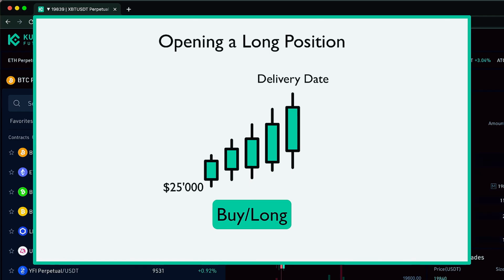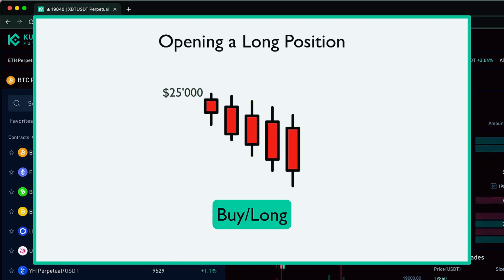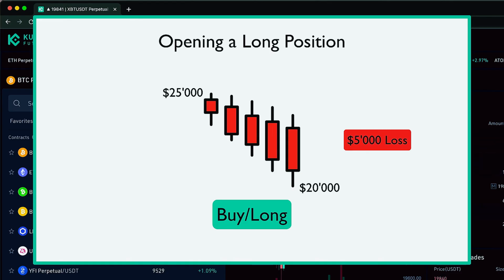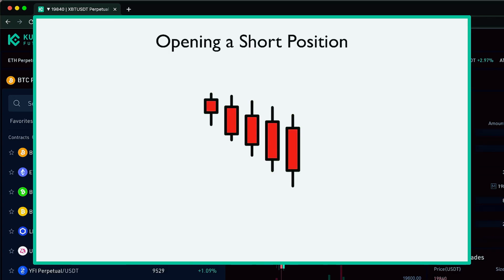If at the delivery date, Bitcoin is trading at $30,000 per Bitcoin, we've made $5,000 in profit because we have locked in the price of $25,000 per Bitcoin when we entered the futures contract. On the opposite side, if at the expiry date, Bitcoin is trading only at $20,000 per Bitcoin, we have lost $5,000.